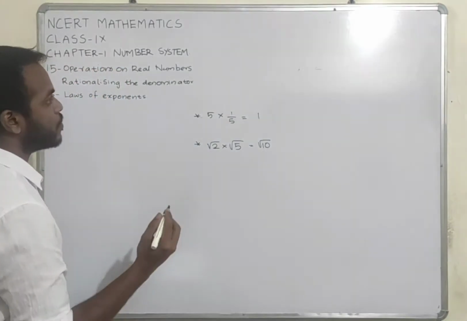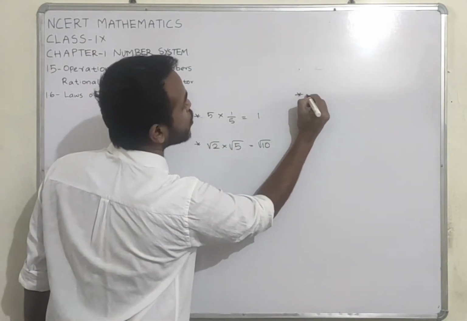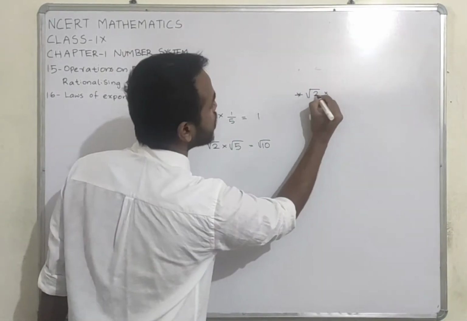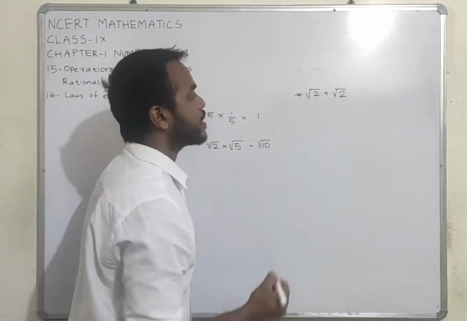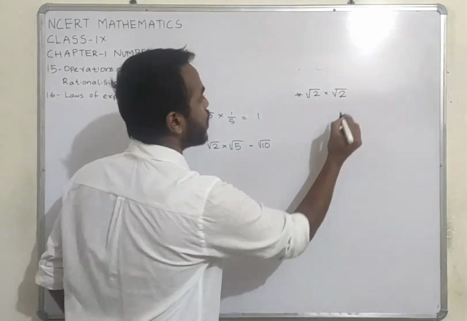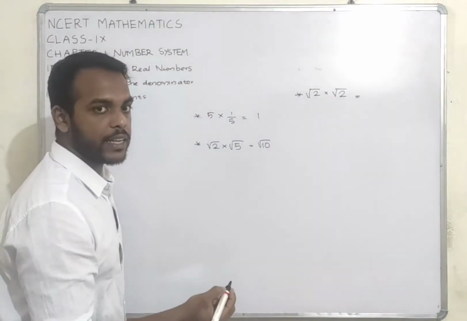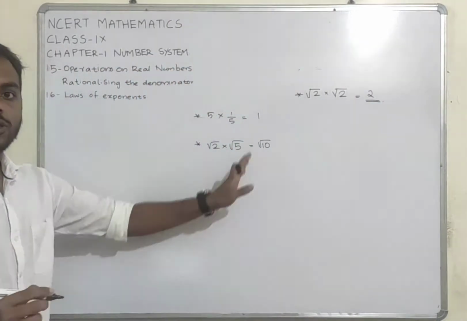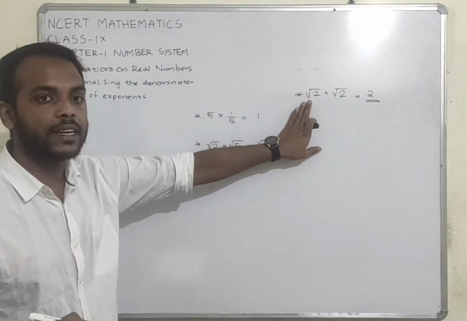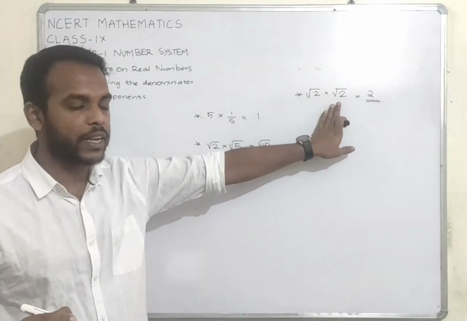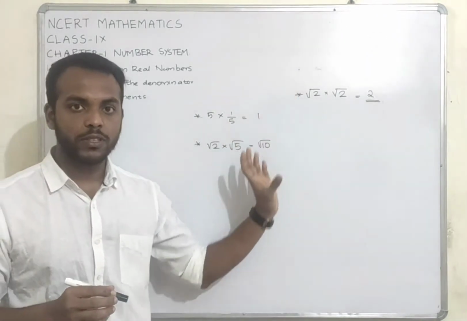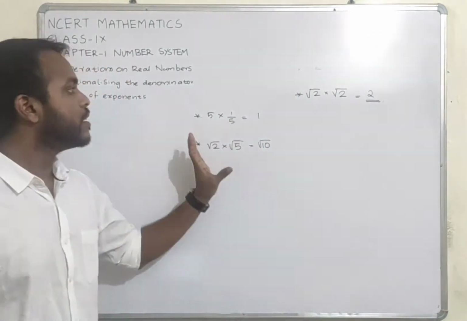Let's see with an example. Suppose we are going to multiply root 2, which is an irrational number, into again an irrational number. Who is that? Root 2. What is the resultant? We are going to get 2. So multiplication of an irrational number by another irrational number can give 2, a rational number. I will be providing you notes. Go through this and try to understand.